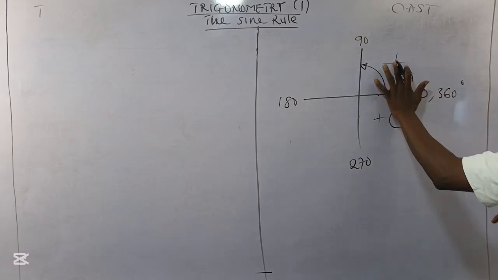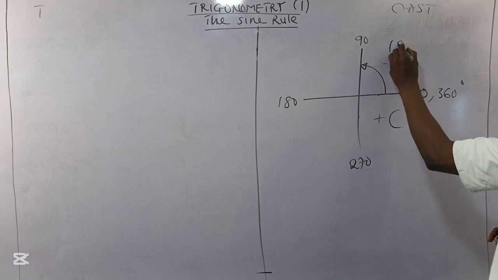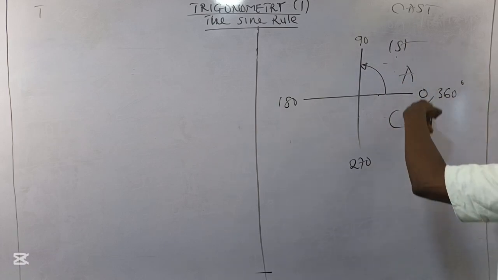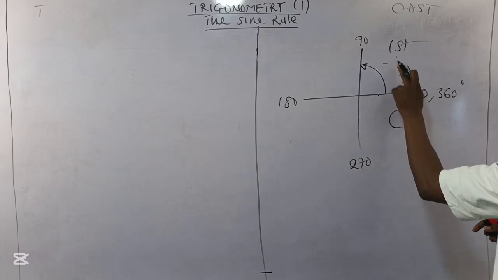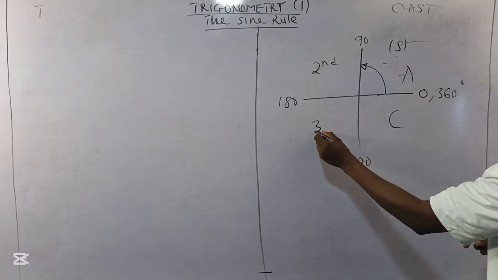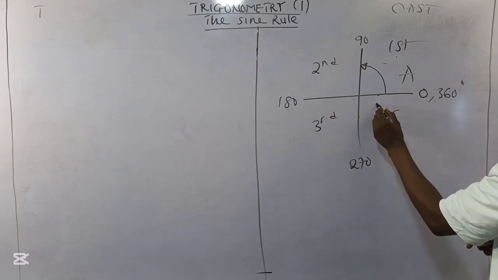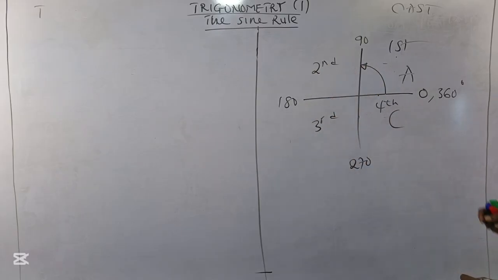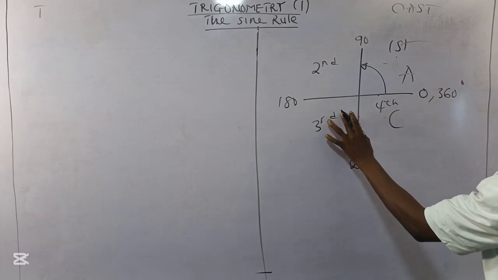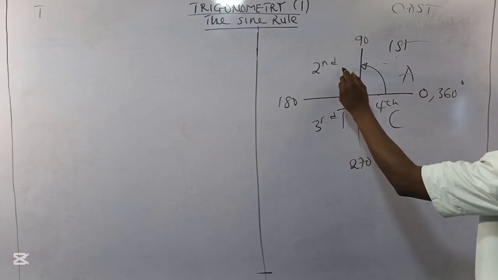So if I do this, you can spell the word CAST, since you know that this is the first quadrant. You put C here, and you move to this side. If this is the first quadrant, this becomes the second quadrant. This becomes the third quadrant. Since we are moving this way, this becomes the fourth quadrant. If here is C, this becomes A, this becomes S, this becomes T.